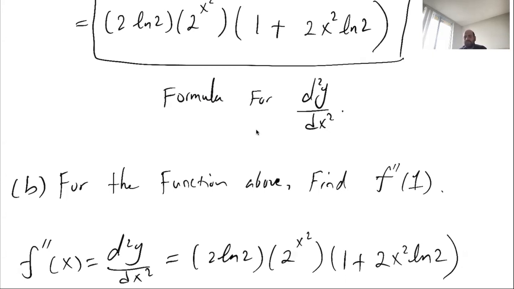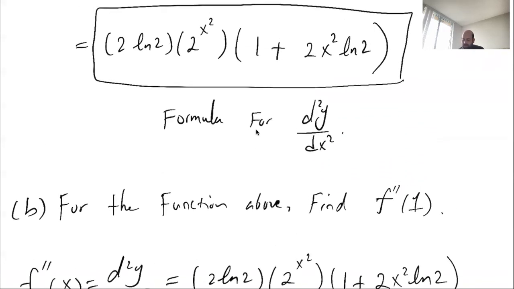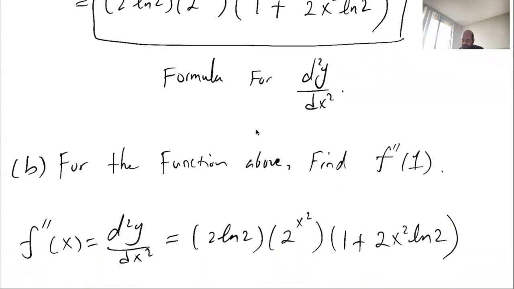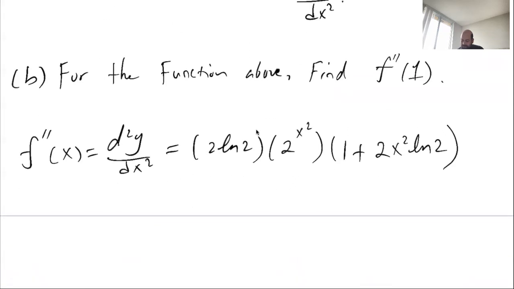Same thing or similar thing for f double prime of 1. F double prime of 1, how should you calculate it? First, you need to find f double prime of x. You will have a formula in terms of x, then replace x with 1. So f double prime of x, or d squared y over dx squared, we already calculated here. So we just need to replace x with 1.